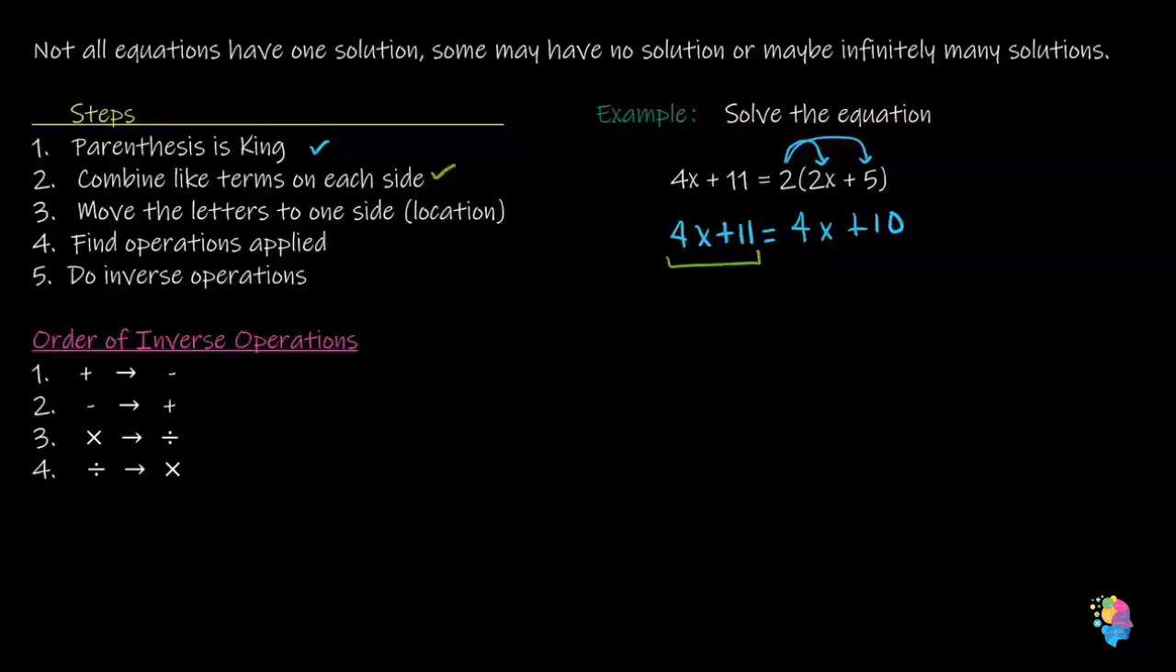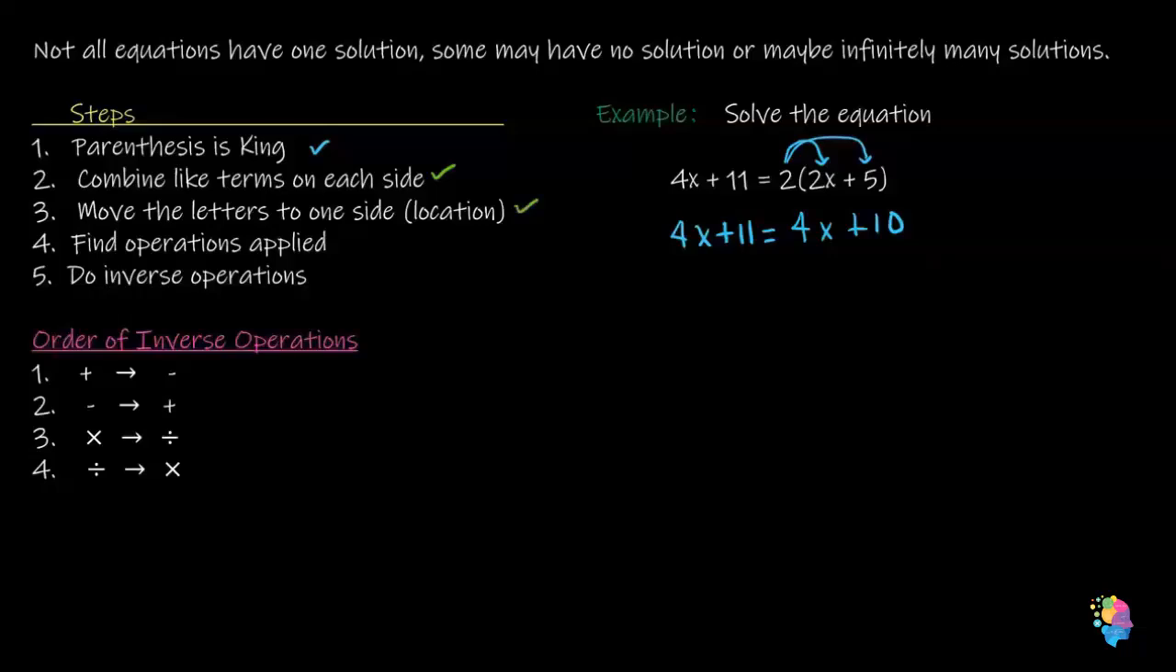One has a variable, a letter x, and the other one doesn't. On the right side, there are no like terms. Again, one has a letter and the other one doesn't. So I move on to moving the letters to one side. Remember, I always move the letters from the right to the left.